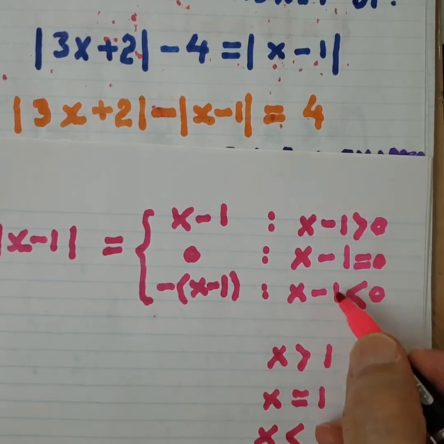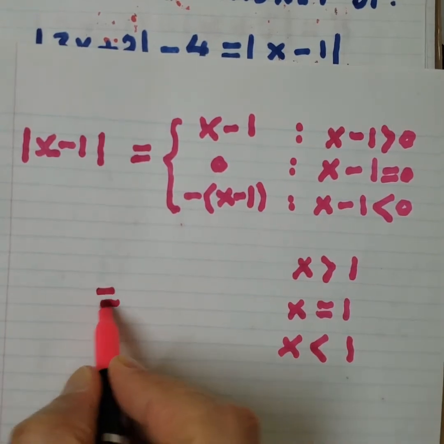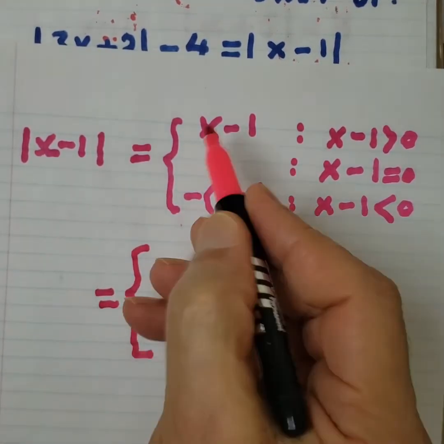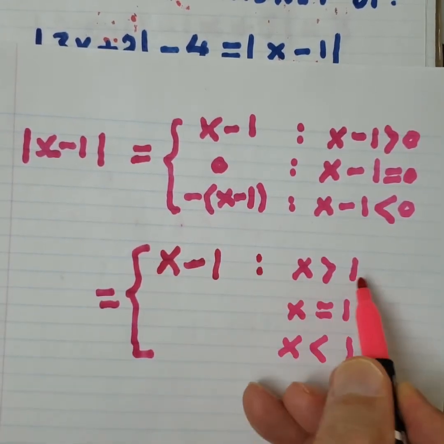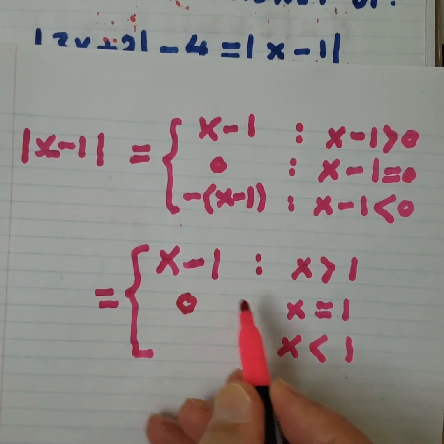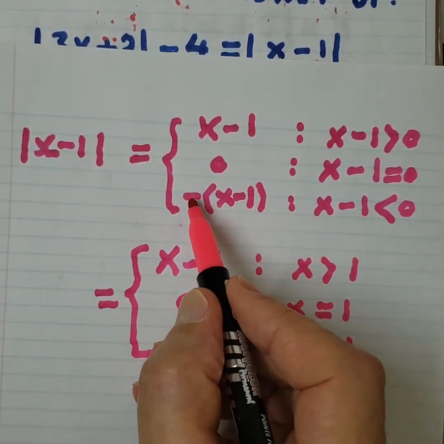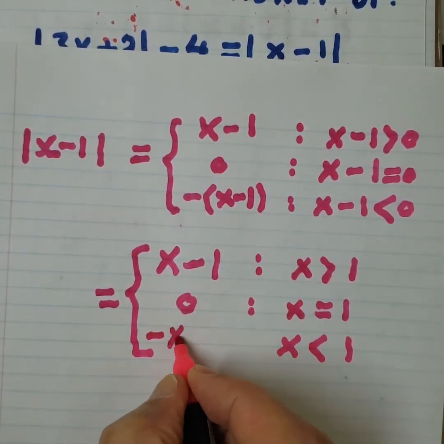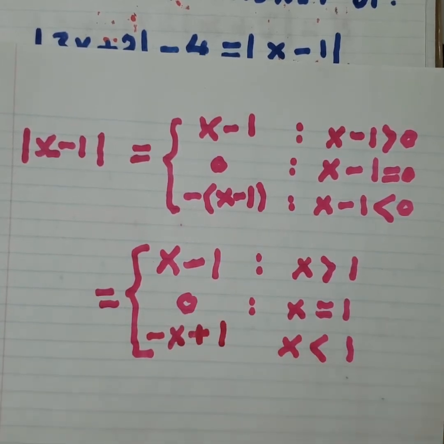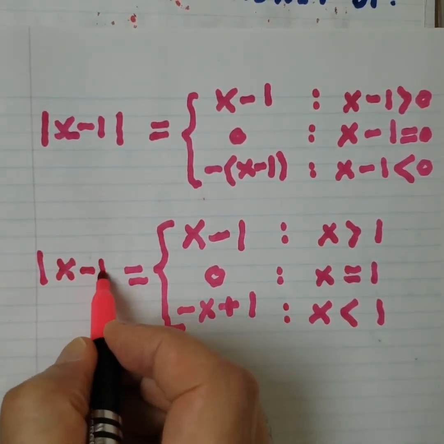The same conditions, I wrote them again here. And the same 3 shapes will be written here: x minus 1 when x is greater than 1, or 0 when x is equal to 1, or this when I multiply by negative inside the brackets and remove the brackets, so it will be negative x plus 1, when x is less than 1. This is the absolute value for x minus 1.